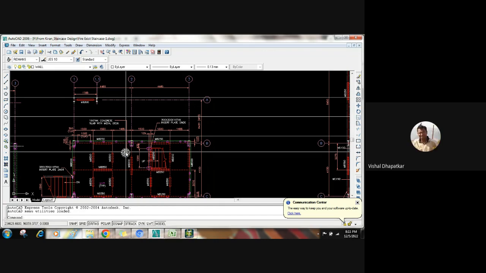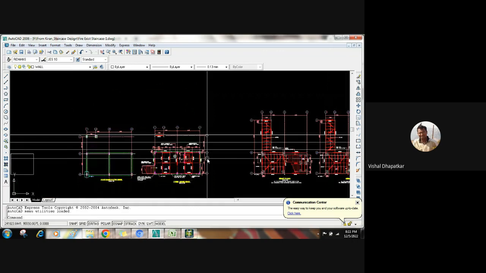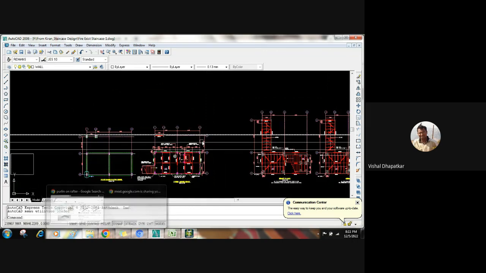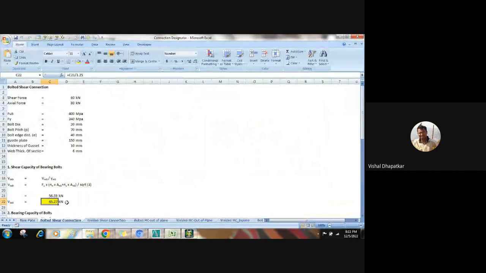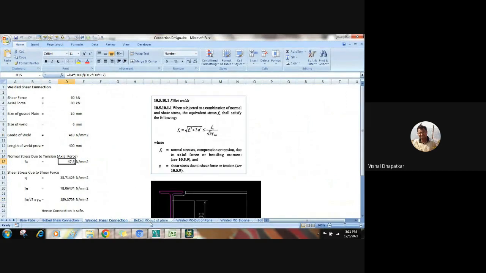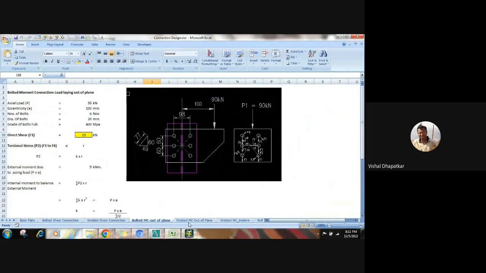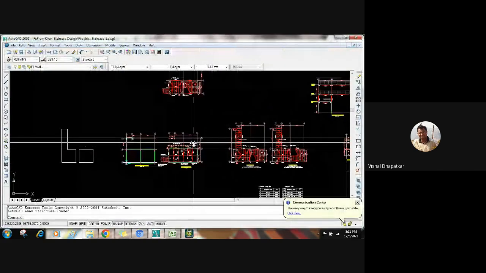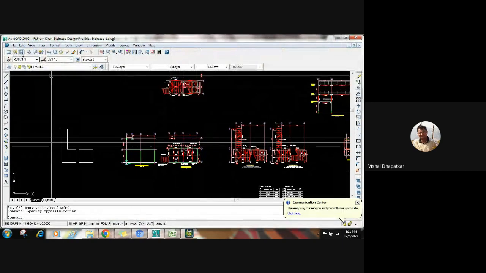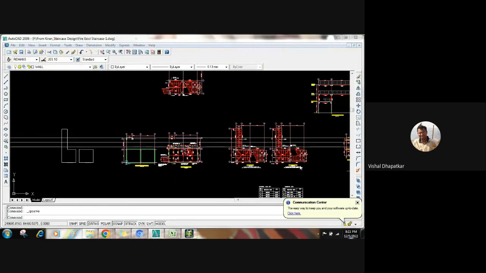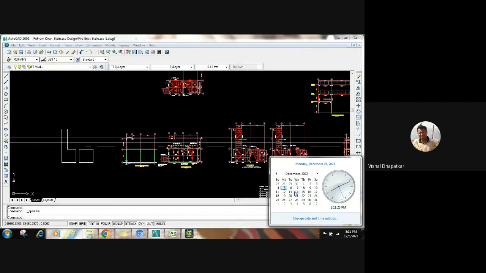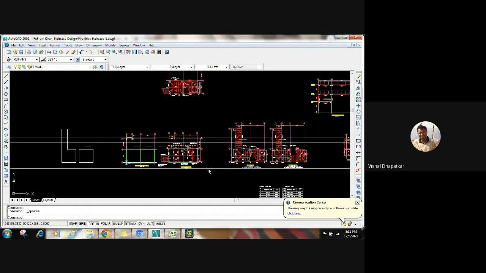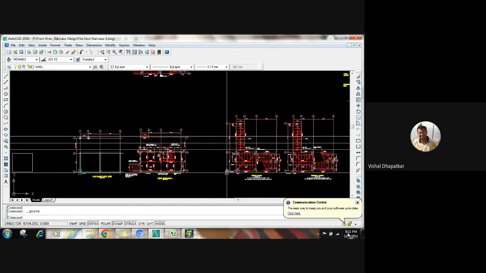Okay, if no more queries, then we'll stop here, and maybe tomorrow or day after tomorrow we'll start with the connection design. So initially we'll go through some theory, then we will go through all these examples, and then the last session will be on the gantry girder. So let's try to finish before 14th. We'll try to finish everything before 14th or 13th. If any queries, then we'll keep one more session just to resolve the queries.